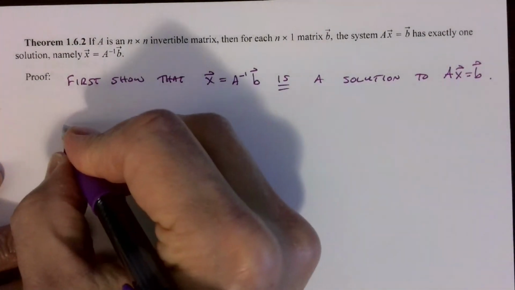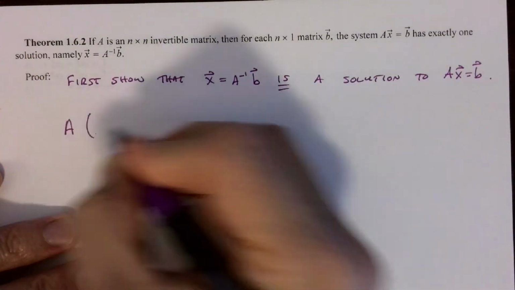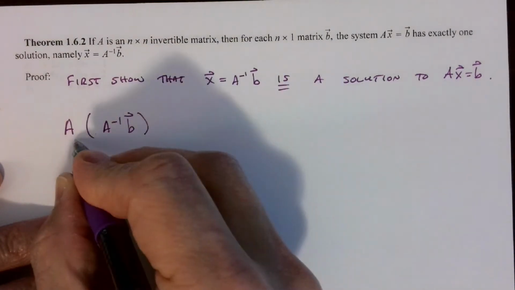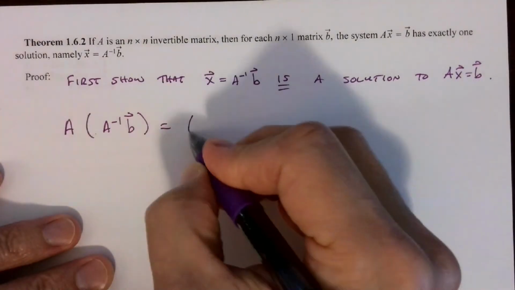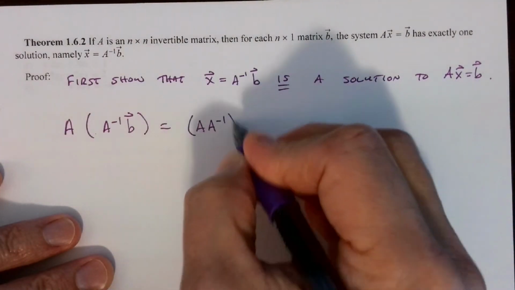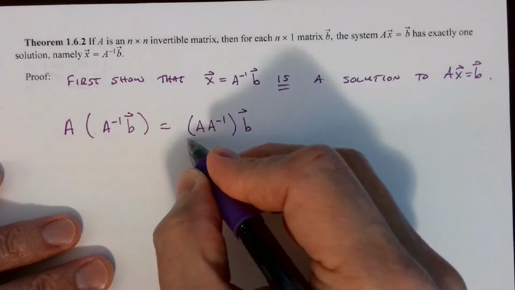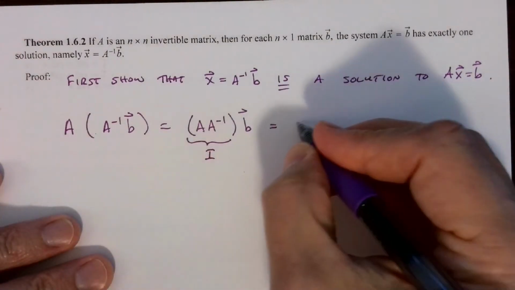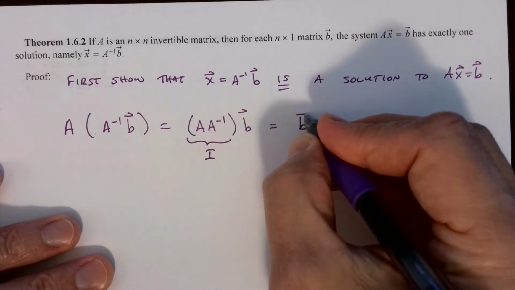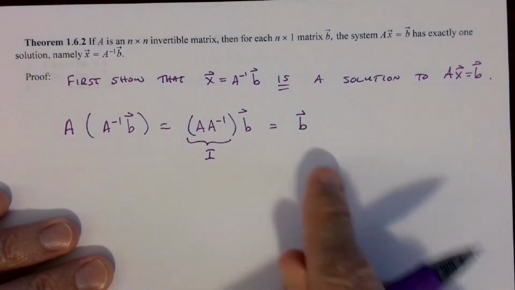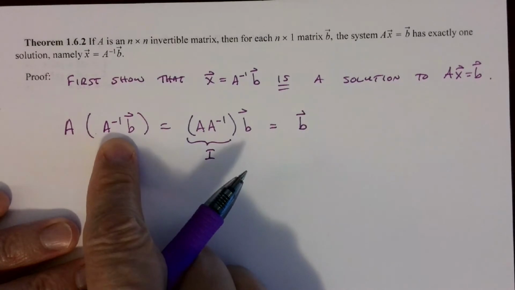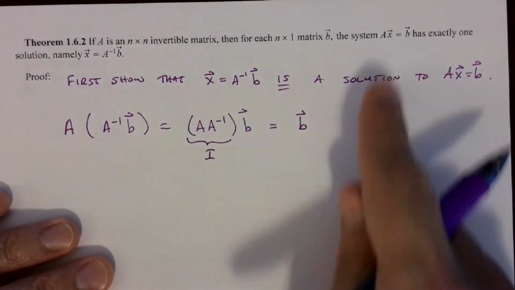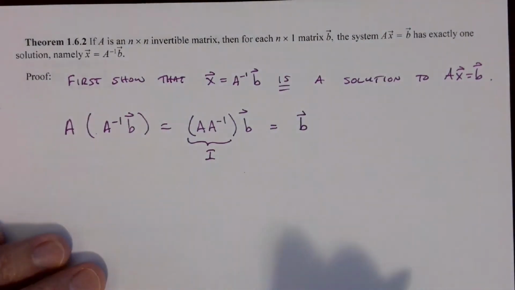And the way to show that is simply to multiply this A inverse times B times the matrix A. I can regroup, right, associative property of matrix multiplication. A times A inverse is the identity. The identity times B is just B. And so that proves, right, AX equals B means that particular solution clearly satisfies the system. So it is a solution.